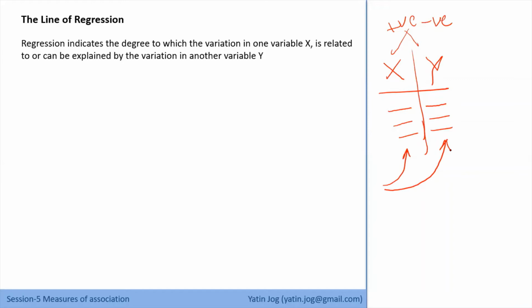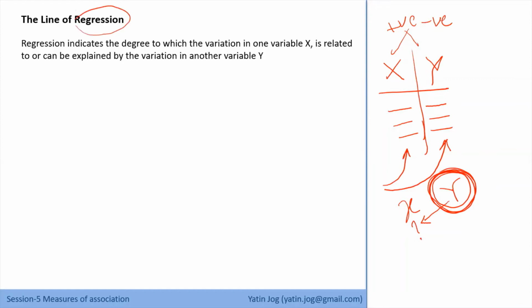So if I change something in x, that is going to result in some change in y also. When I change something in x, and it is changing something in y also, how much of the change in y can be explained by x? That is nothing but analysis of regression.